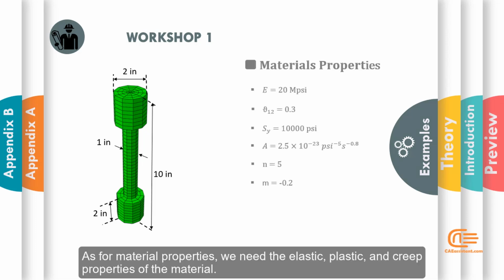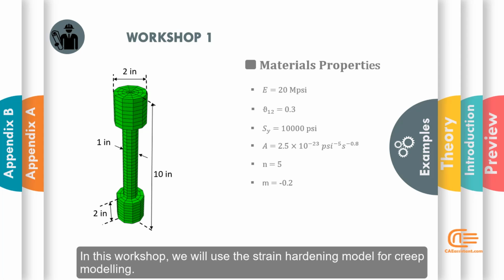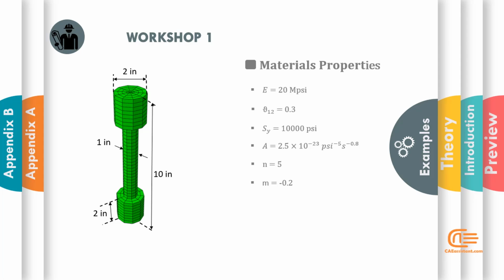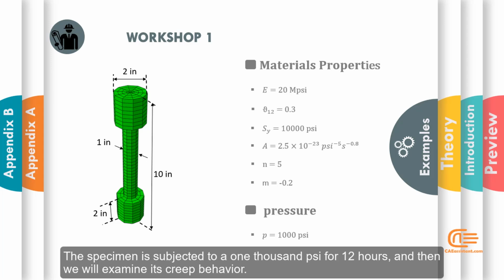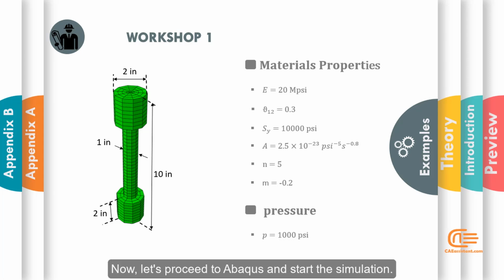As for material properties, we need the elastic, plastic, and creep properties of the material. In this workshop, we will use the strain hardening model for creep modeling. The specimen is subjected to 1000 psi for 12 hours, and then we examine its creep behavior. Now let's proceed.